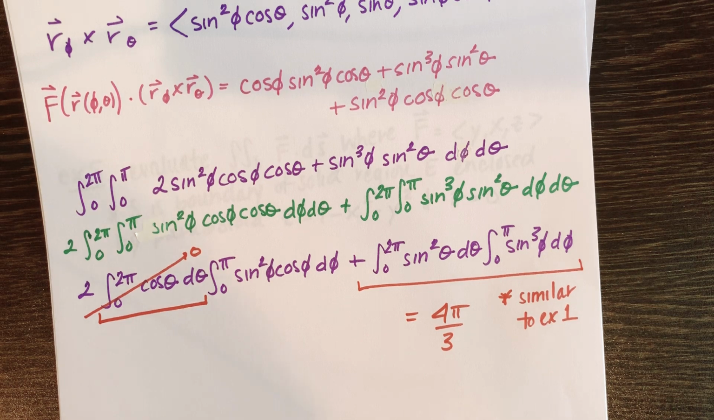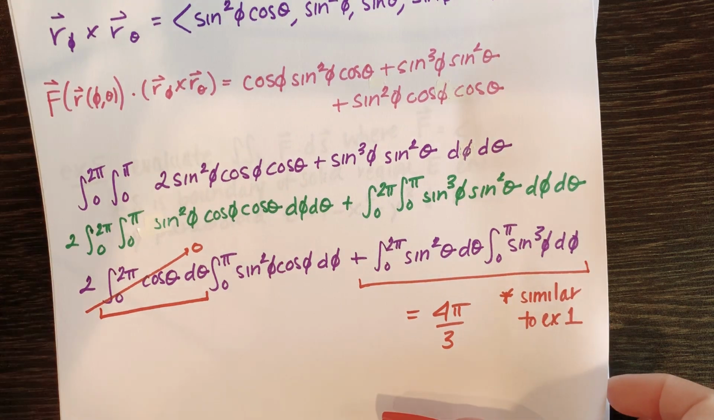If this is a velocity field describing the flow of a fluid with density 1, then the rate of flow through the unit sphere is 4 pi over 3 units of mass per unit time. So that's kind of a cool connection.